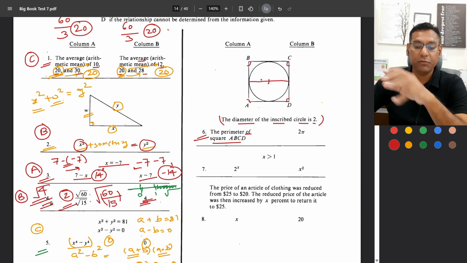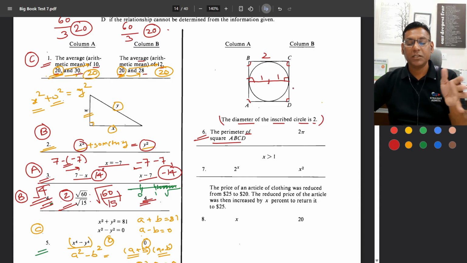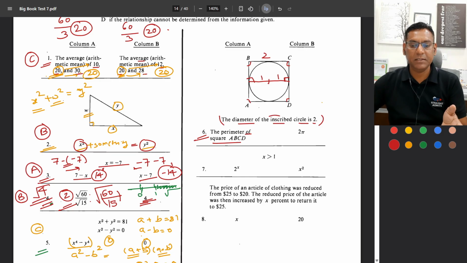Okay, always be careful whether it's a diameter or radius. Radius is 1, diameter is 2. This side is also going to be 2. Why? Because these are all 90 degrees, right? This side of the square is going to be tangent to the circle, right? That's why it is inscribed.